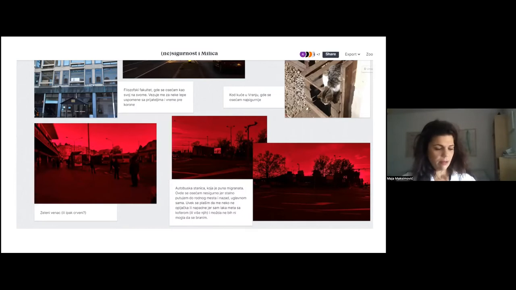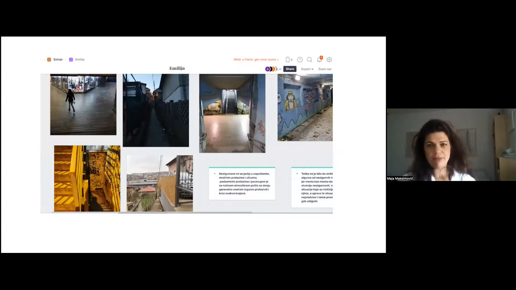After that, students got tasked to continue this research. First they mapped the city by themselves, but then they engaged in discussion with their colleagues, with their friends, with their parents, to create one big map of Belgrade. Where do they feel safe and where do they not feel safe? And what are the characteristics of these spaces?